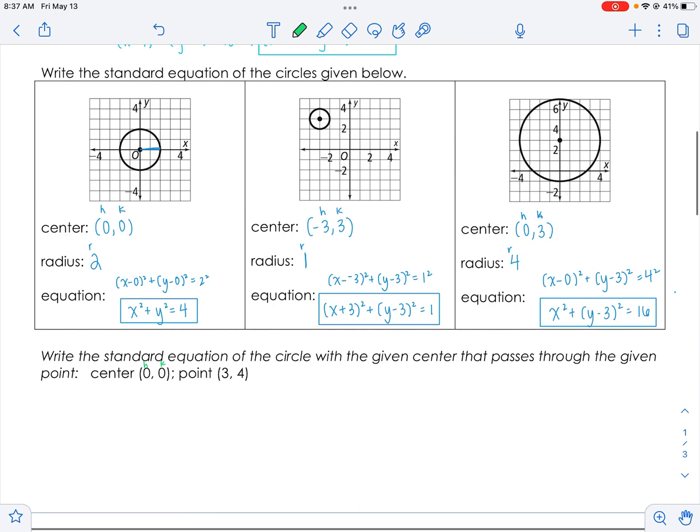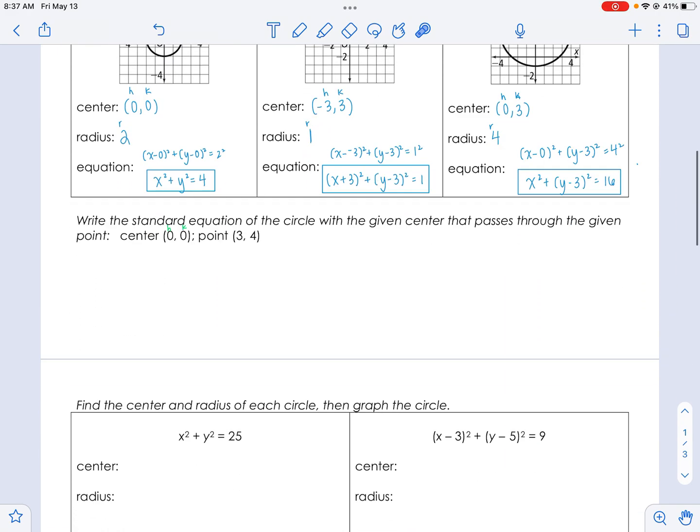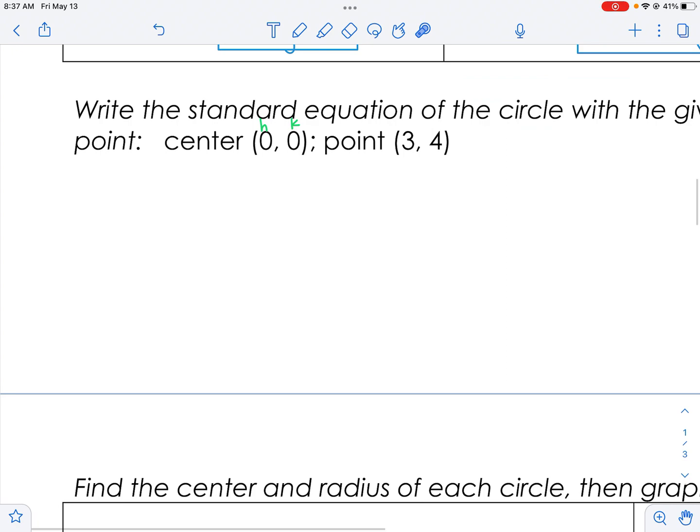So the only thing that we're missing, if we go back and look at our formula, we have our h and our k. What we're missing is r, the radius. And that's okay. We're going to go ahead and sketch this out and see if we can figure out what the radius is. So I have a circle with the center at 0, 0 and the point 3, 4. So I'm going to go over 1, 2, 3, up 4.